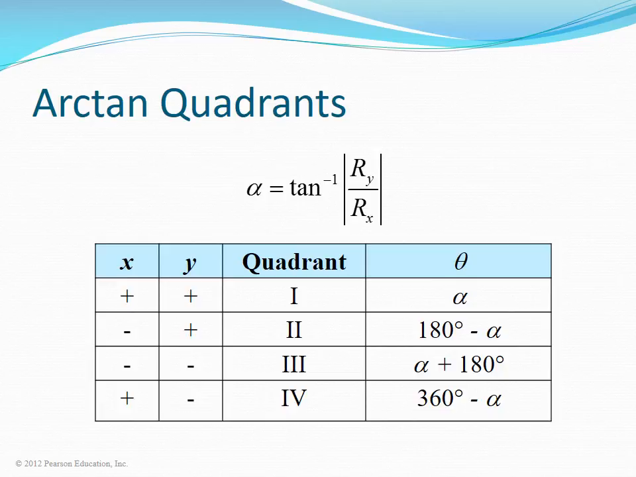In Chapter 3, we discuss how to obtain the correct angle of a vector. We first calculate the helper angle, alpha, which is the inverse tangent of the absolute value of the y component of the vector divided by the x component of the vector. We identify the quadrant by the signs of the x and y components. We obtain the angle theta in standard notation as shown in the figure.